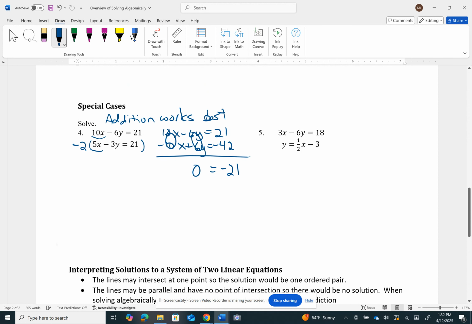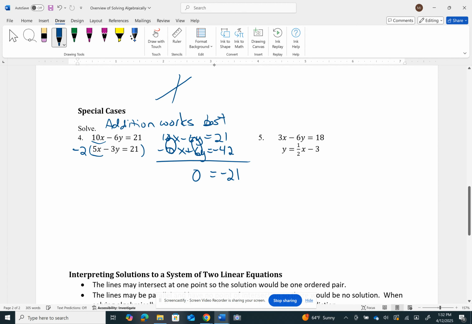So remember how there's really 3 ways lines could look. They could be intersecting, parallel, or they might be the same line really. When this happens and you get something like 0 equal negative 21, some false statement, but no x, no y, but then a statement that's false, that tells you you have no solution. Okay, really the lines would have been parallel.